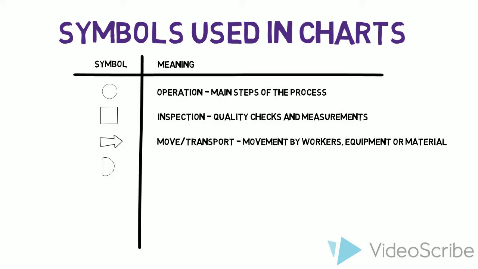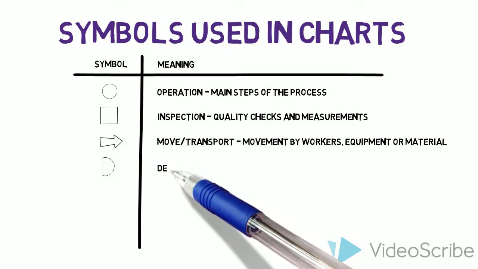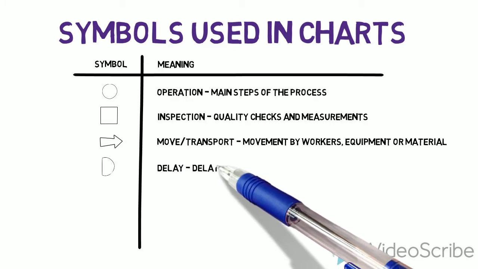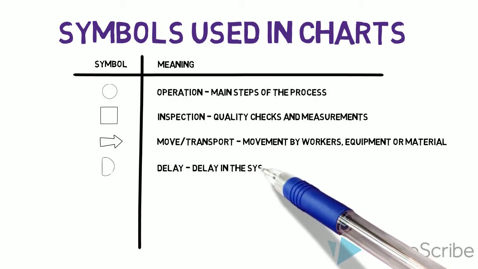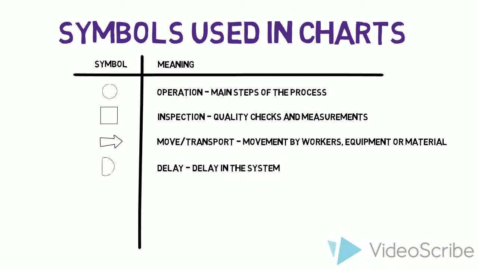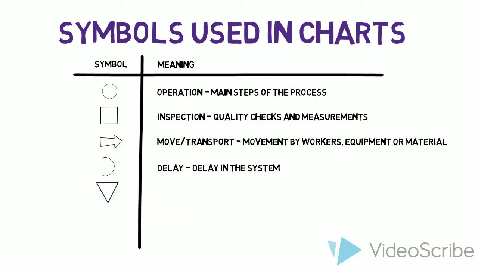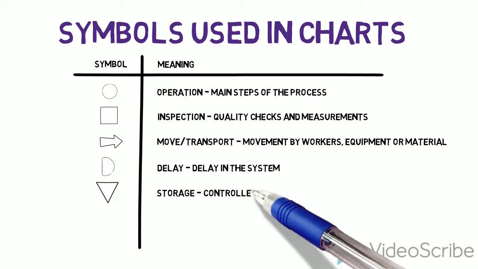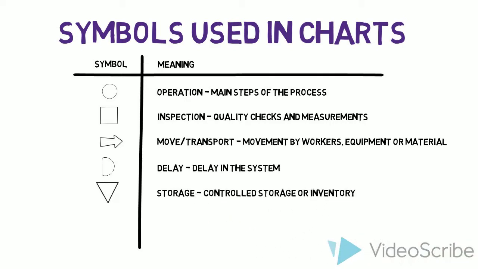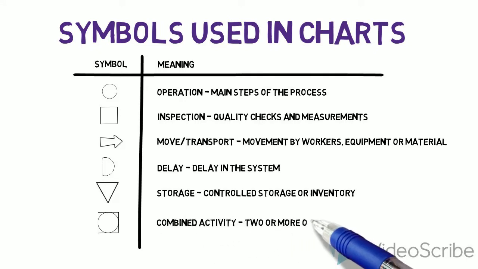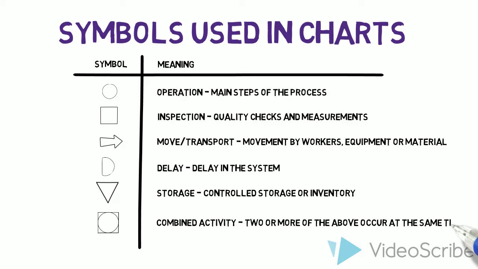The semicircle, or the D, represents delay in the system. This could be time spent waiting for material or waiting for the next stage of the process. The upside down triangle is storage, meaning parts are stored, and it could also represent inventory. Combined activity is represented by a circle and a square. This shows that any of the above mentioned activities are occurring at the same time.